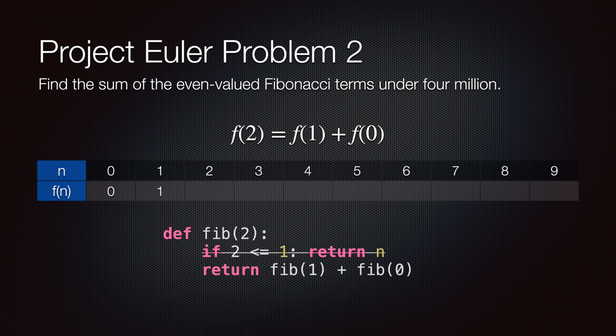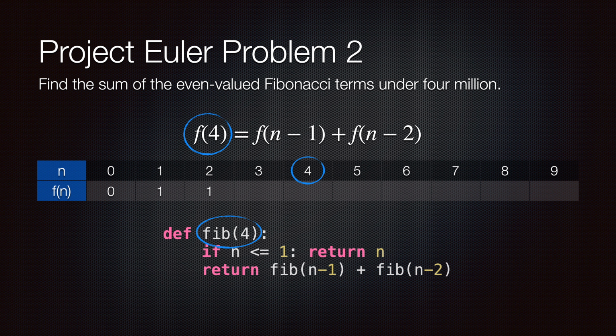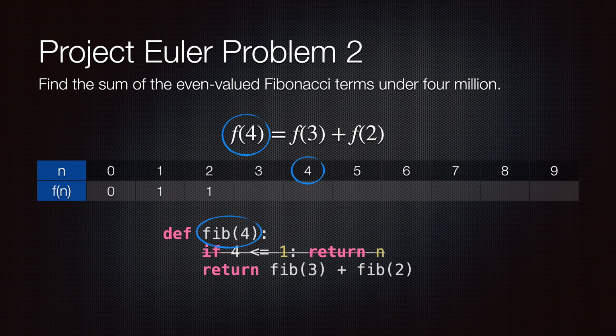Fibonacci at 1 will return a 1, and Fibonacci at 0 will return a 0. 1 plus 0 is 1, so Fibonacci at 2 is 1. Let's reset and do it again for Fibonacci at 4. We are starting here at 4, and let's update the ns. Do some subtraction, and now we need to do Fibonacci at 3. But we don't have results for Fibonacci at 3.